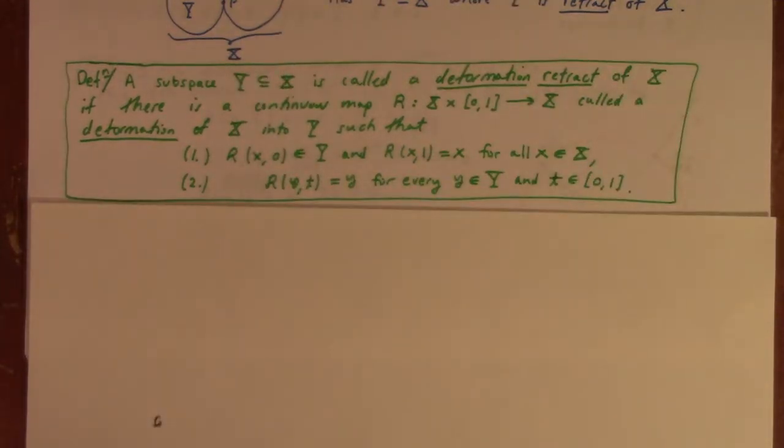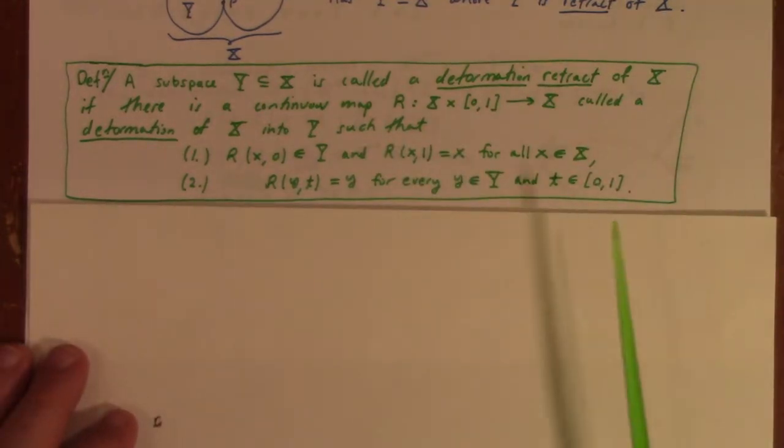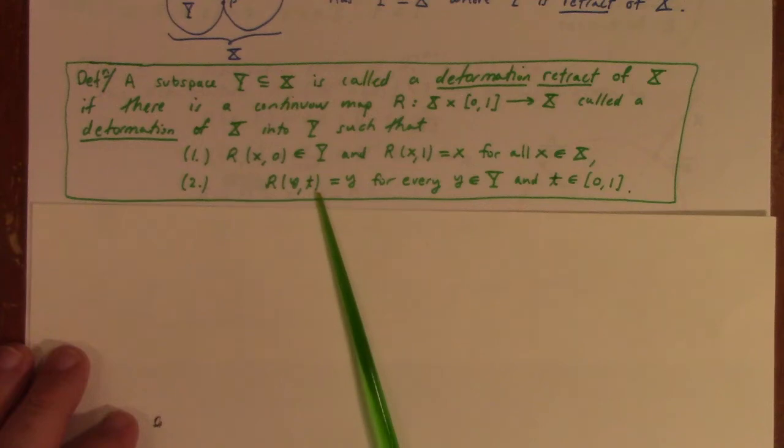And then the second condition, r of y, t equals y for every y. So let's see here.